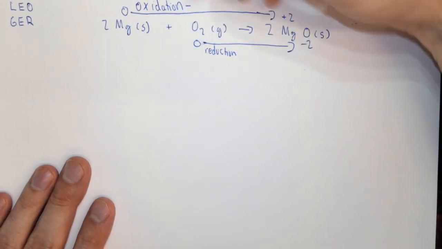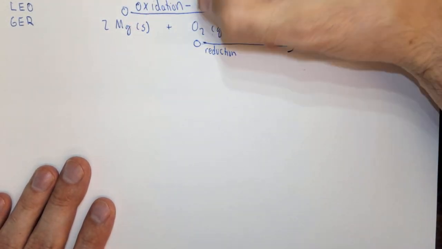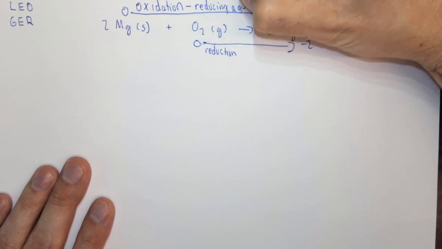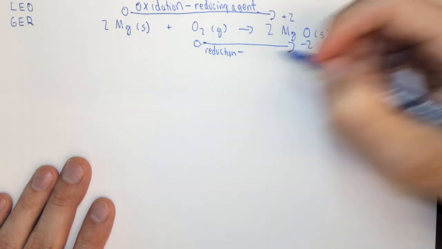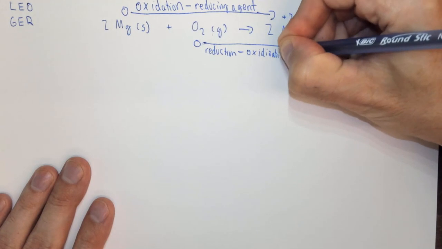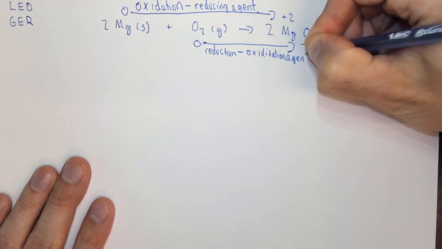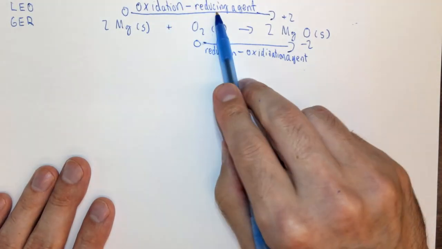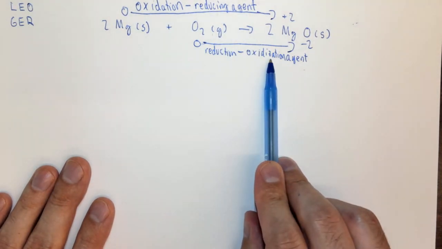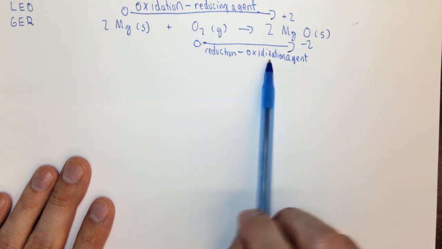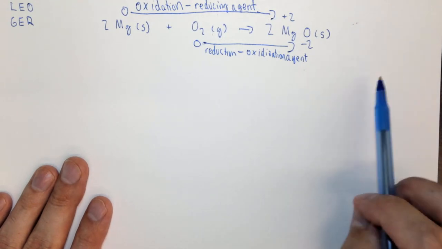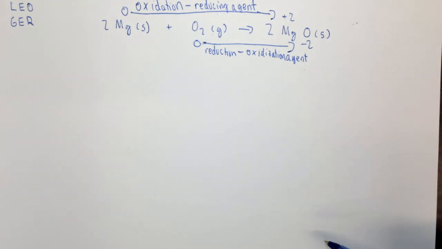Now, if oxidation occurs to magnesium, it is the so-called reducing agent. And if reduction occurs to oxygen, it is the so-called oxidizing agent. Remember, the agents are opposite. The thing that undergoes oxidation is the reducing agent. The thing that undergoes reduction is the oxidizing agent. So they are opposite of each other. Oxygen, except for with fluorine and maybe some other cases, is almost always the oxidizing agent. All right, that's where oxidizing comes from.